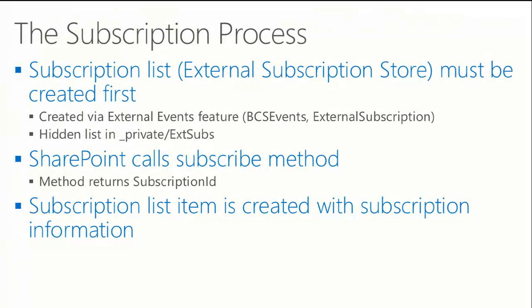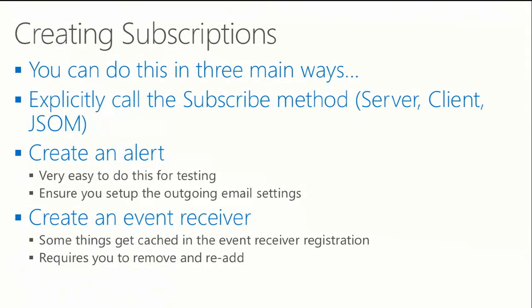So when we talk about creating subscriptions, there are three main ways to do this. I could use the server object model and create a subscription. I could use client side, which is totally supported. I could use JSON. Or if you're not a developer type, and someone's already got everything set up, this process could also be fired off by creating an alert on a list, which kicks off the subscription process and causes a notification to go back. Or you can create an event receiver on the external list, and that creates a subscription as well. So there are a lot of ways to do this.